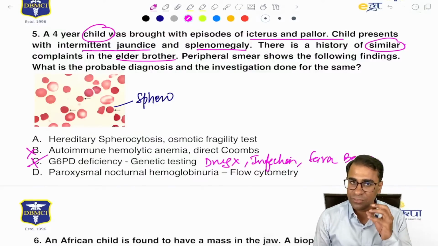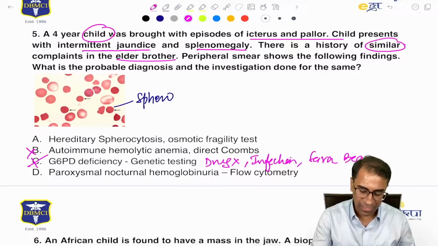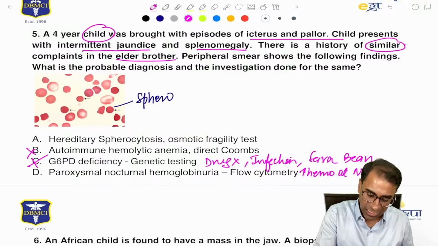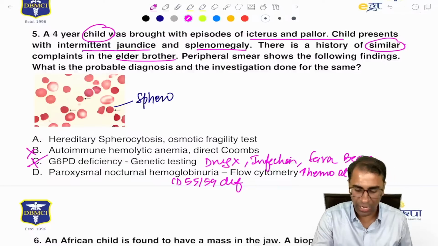and therefore you should not go into the case also for G6PD deficiency. If this would have been a PNH, it would have given a typical history that there is increased hemolysis that would occur at night. This would have been a typical case and would have shown you CD55 or CD59 deficiency or absence.